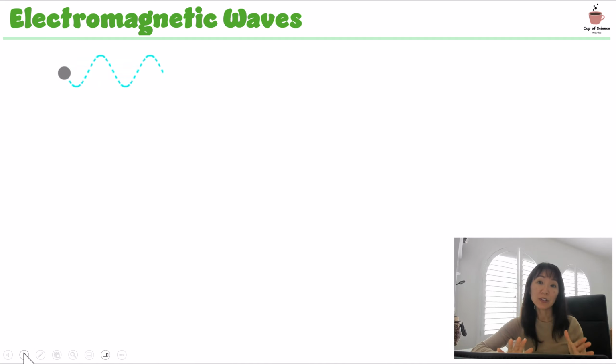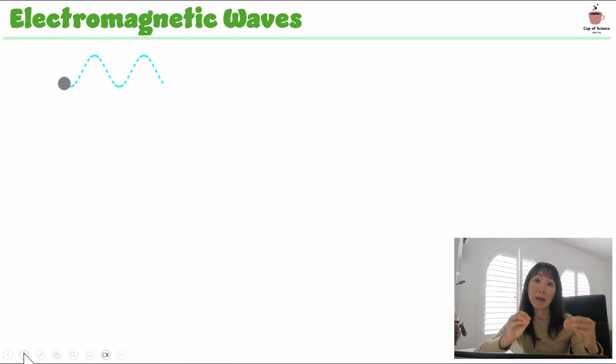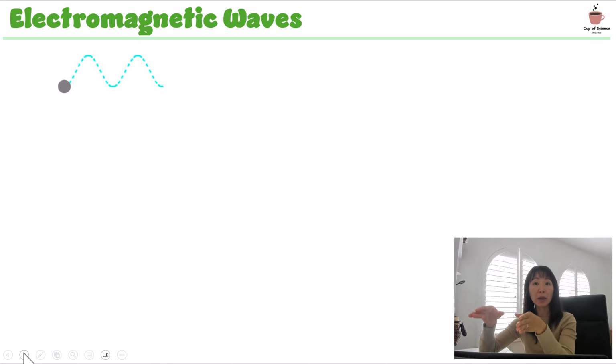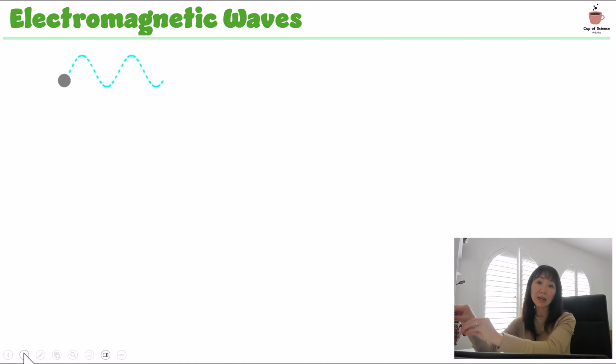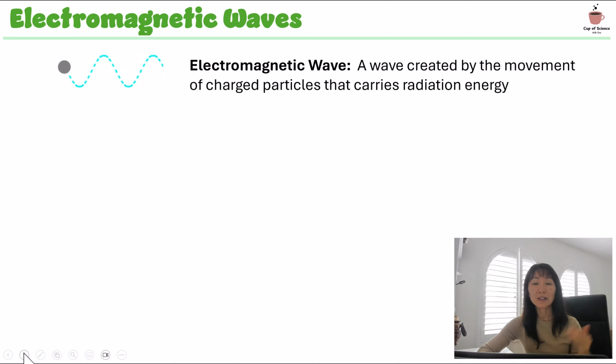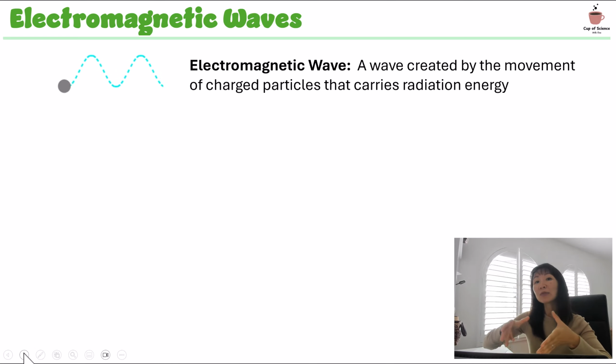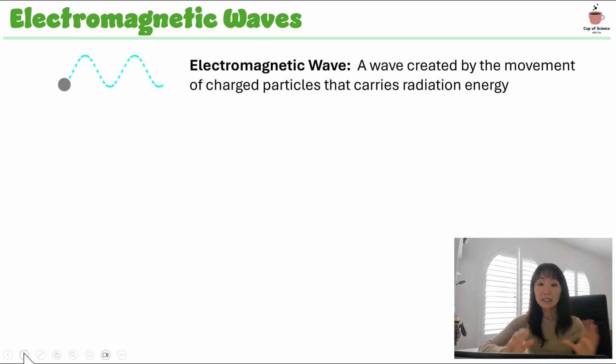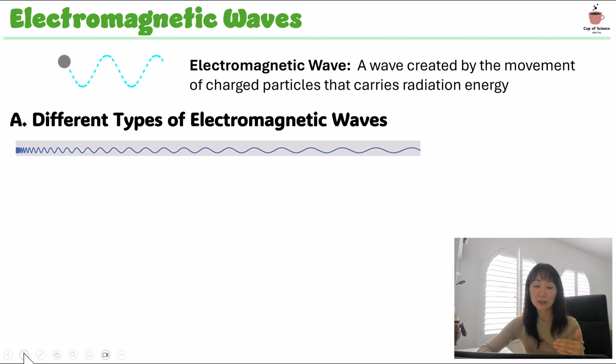I'm not going to give you the definition quite yet. Think of an electromagnetic wave as a pathway in which radiation energy is going, using that wave to go to a next point. So here's a formal definition. An electromagnetic wave is a wave created by the movement of charged particles, and it carries radiation energy. Now, there are different types of electromagnetic waves.